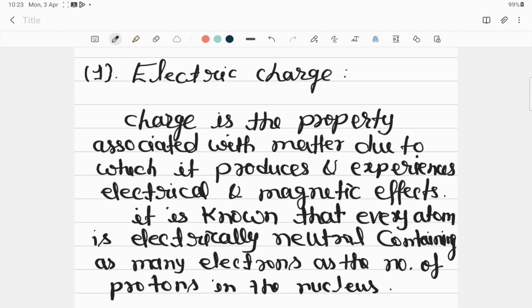And every atom is neutral. Every atom is having equal number of electrons and equal number of protons. Means total positive charge is equal to the total negative charge. That is why it becomes neutral. So it is known that every atom is electrically neutral, containing as many electrons as the number of protons in the nucleus.